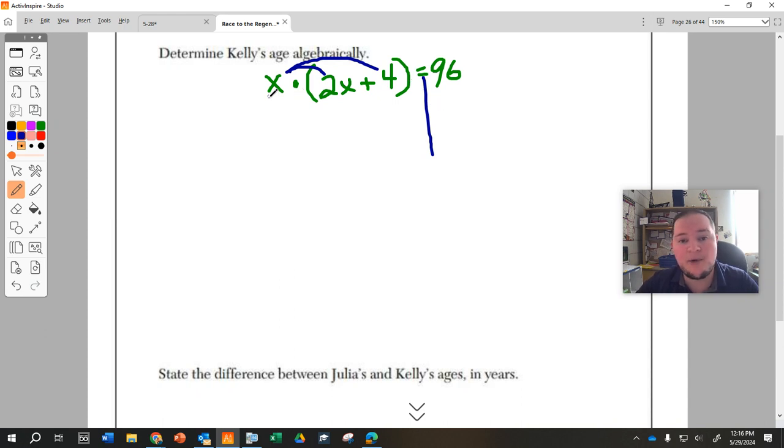Okay, so now we quickly multiply. X times 2x is going to spit out 2x squared. X times 4 is positive 4x equals 96.